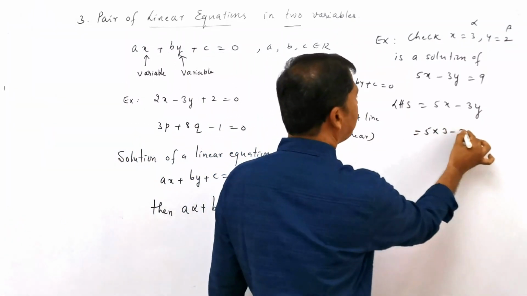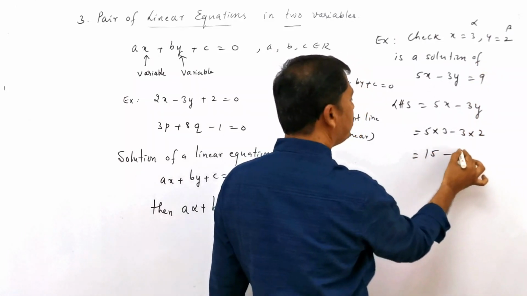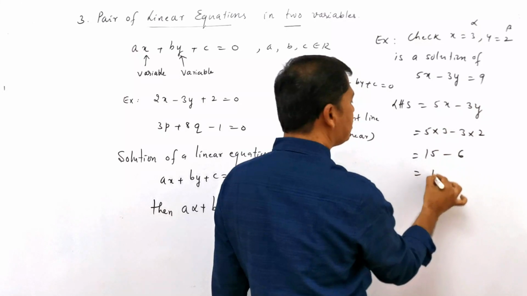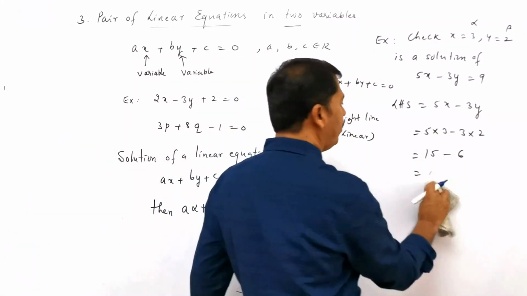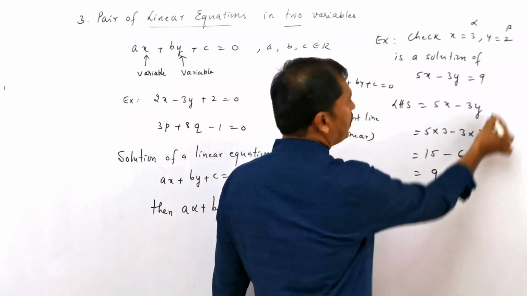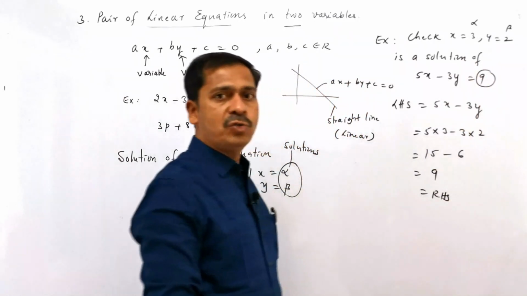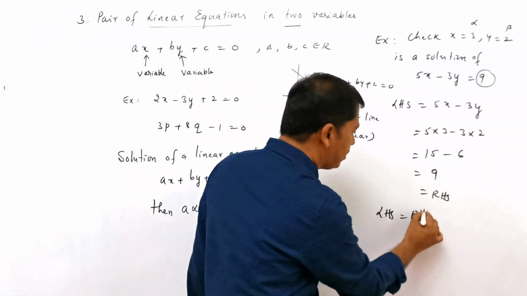3, and then minus 3 into y value is how much here? 2. So 5 3s are 15, 3 2s are 6. So 15 minus 6, this leads to, 15 minus 6 is 9, not 11. So this is nothing but 9 here. So this is our RHS here. See, exactly same. So LHS is equal to RHS here.